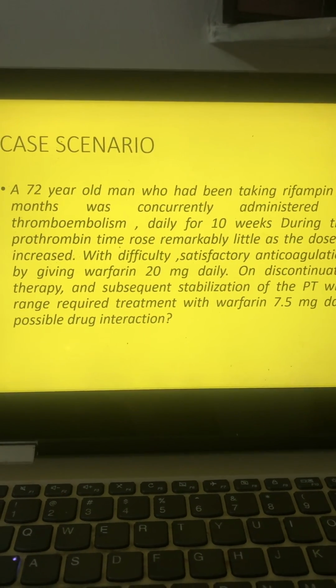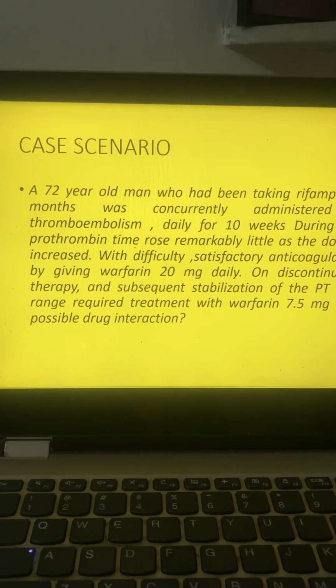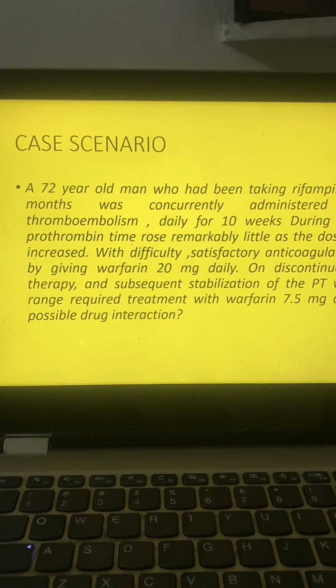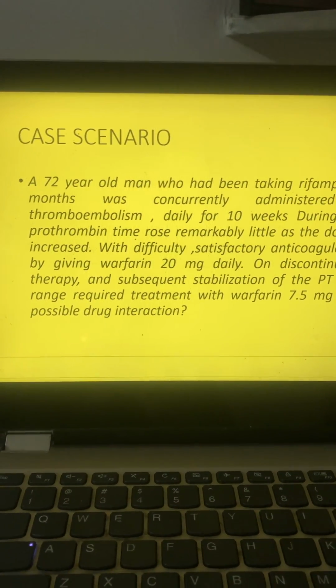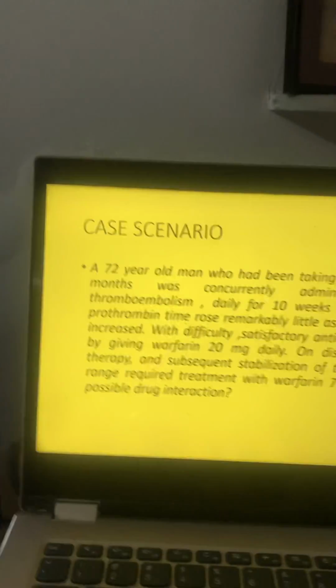On discontinuation of rifampicin therapy, subsequent stabilization of the prothrombin time within the therapeutic range required treatment with warfarin 7.5 mg daily. What's the possible drug interaction? You know it.